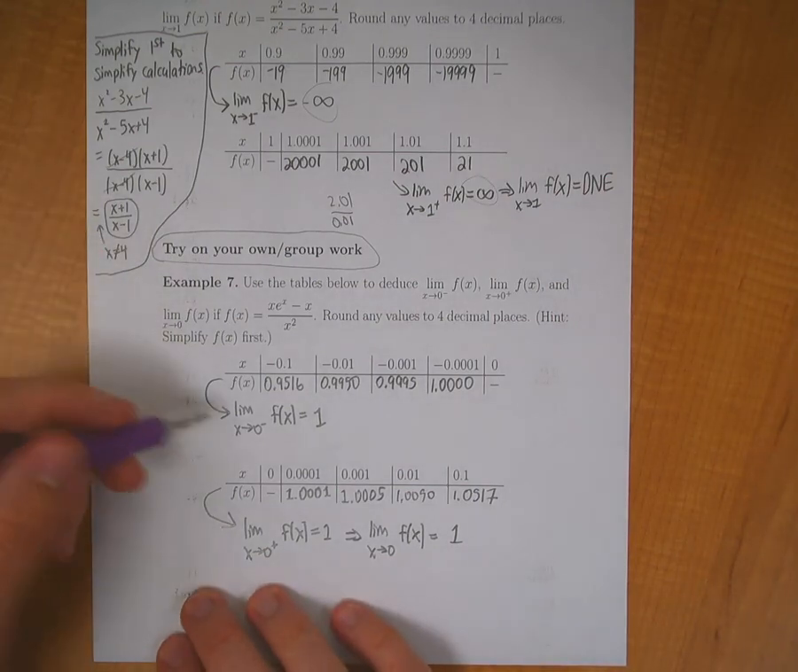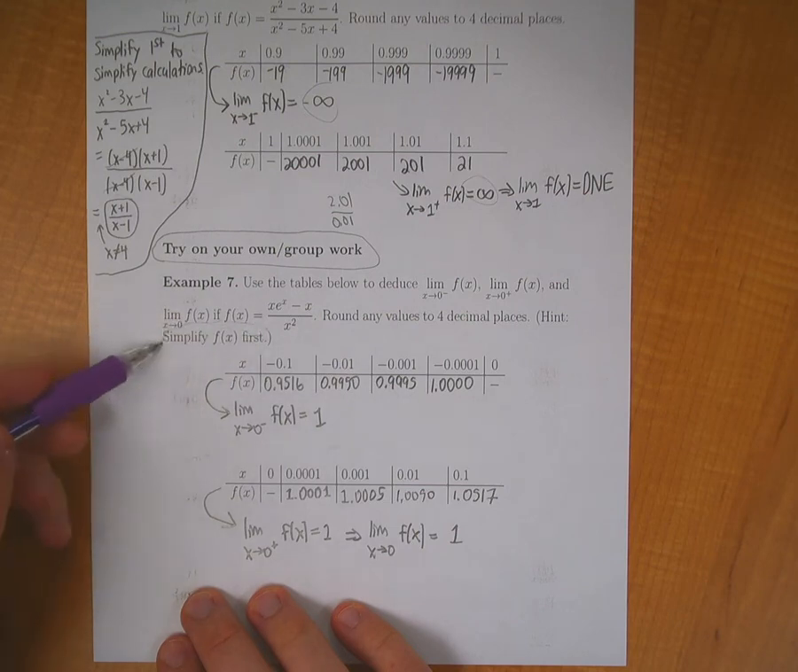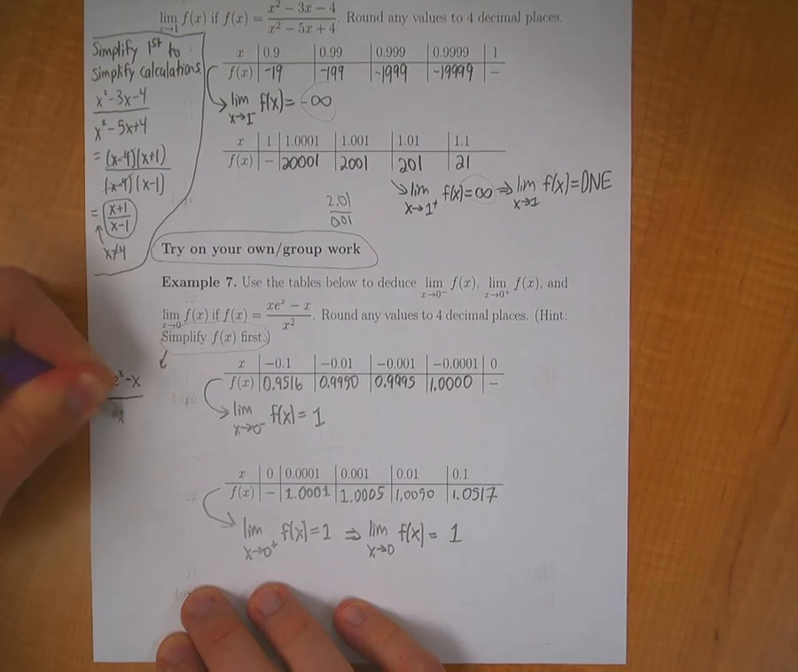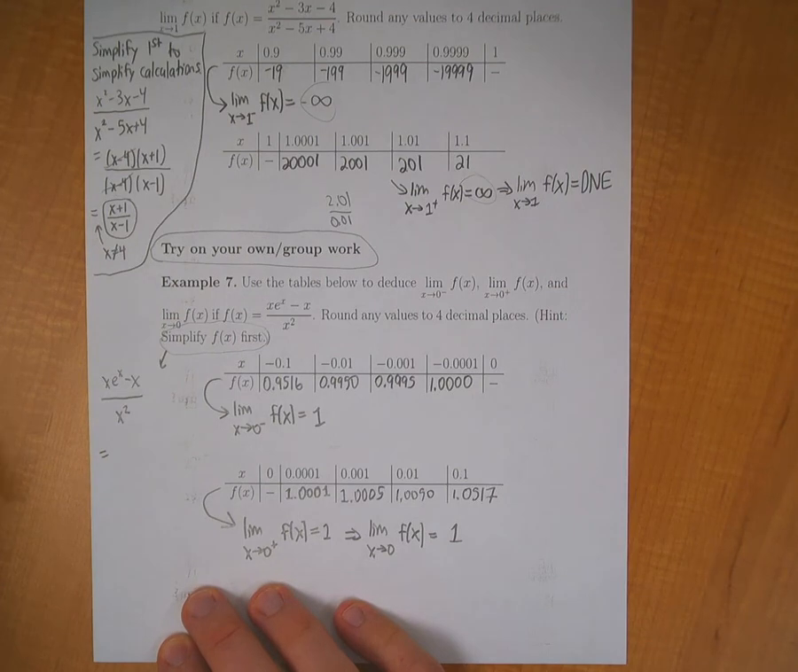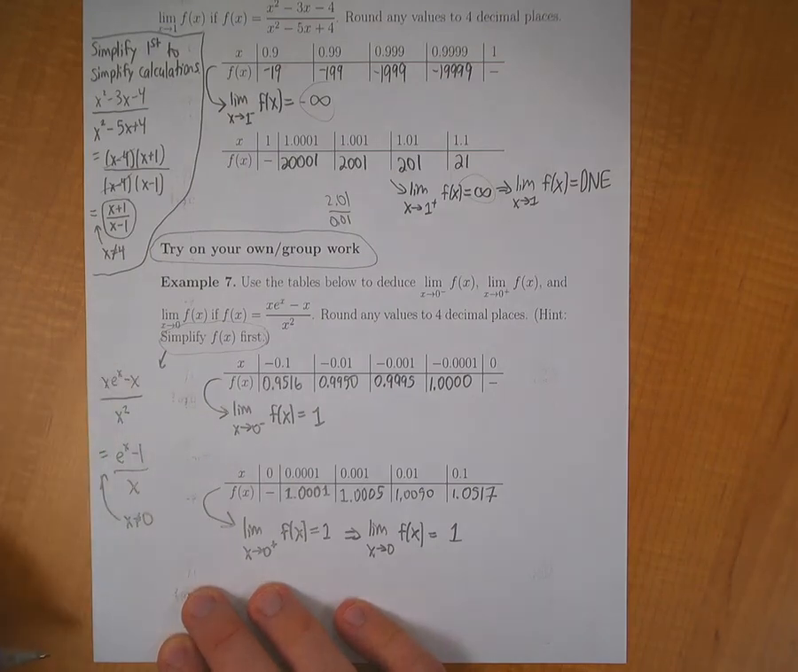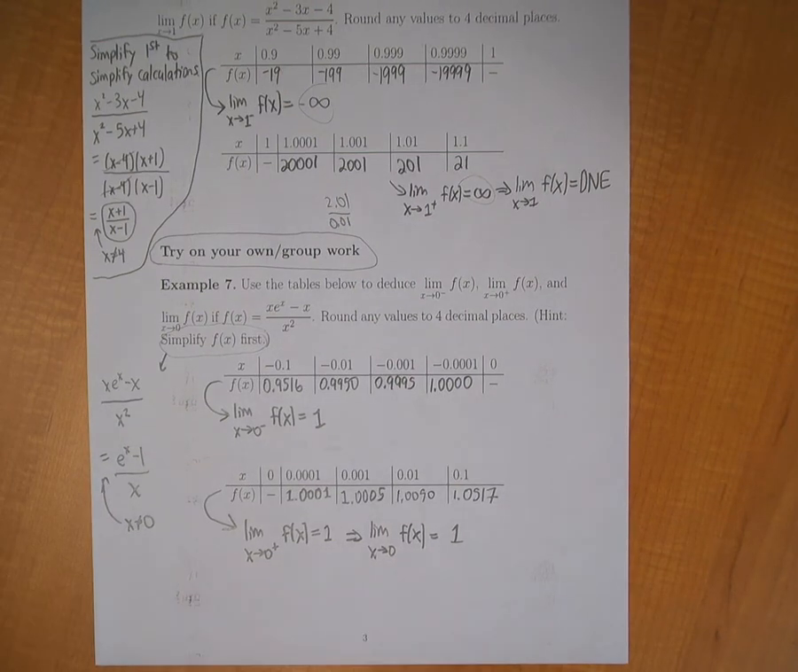So there's that, and then I probably should have gone through the hint first, but for those watching in distance learning, what I meant by simplifying first: if we have x times e to the x minus x over x squared, for those of you that saw this already, what does that simplify to? E to the x minus 1 over x. Yep, e to the x minus 1 over x, because x is not equal to 0 here, so we can cancel out a factor of x on top and bottom. Okay, so that's all I wanted to say. Any other questions on any of that?